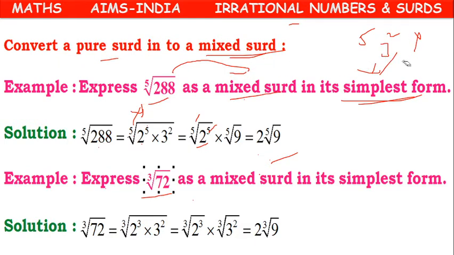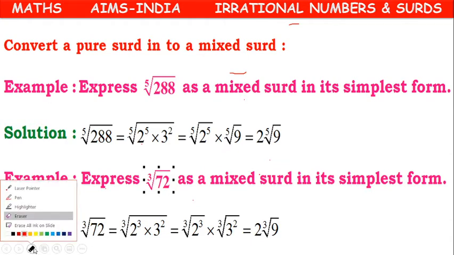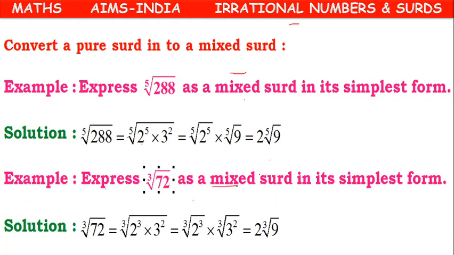Let's do this, children. So we have to find the value of cube root of 72. We have to change it into a mixed surd in its simplest form.